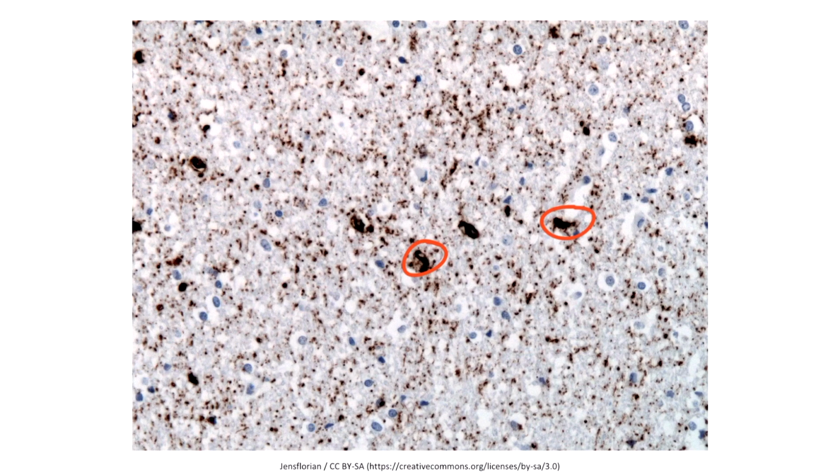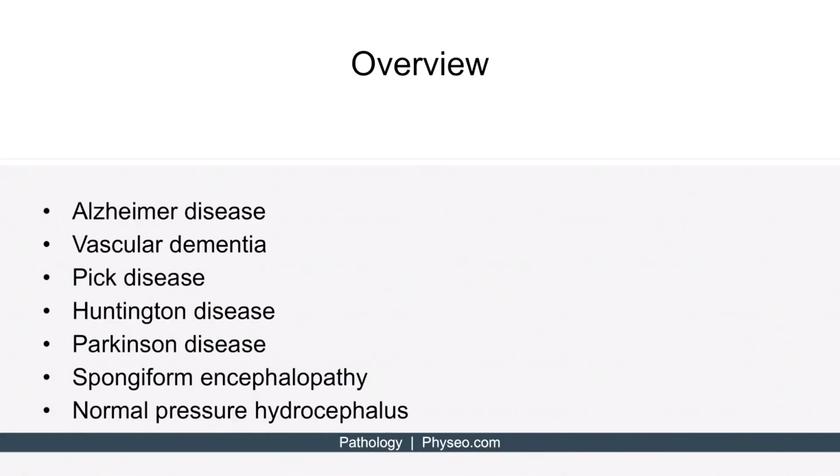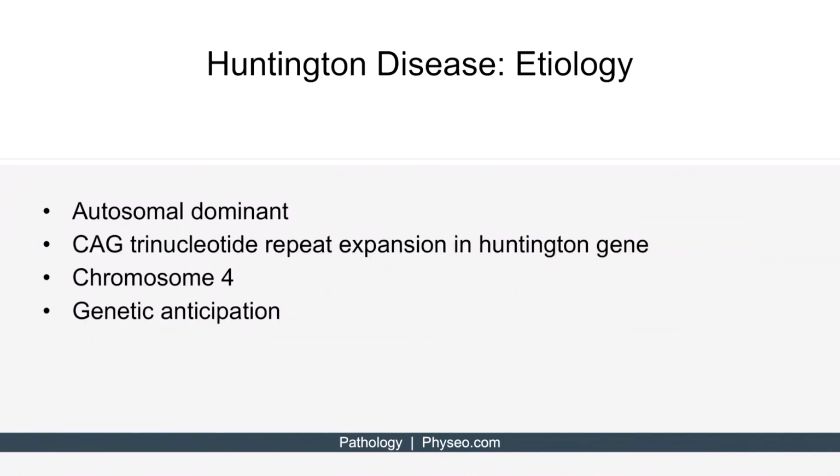Next, let's discuss Huntington disease. This disorder is an autosomal dominant condition. It's caused by CAG trinucleotide repeat expansion in the Huntington gene on chromosome 4. It's also important to remember that this disease demonstrates genetic anticipation. This causes the severity to increase and age of onset to decrease in successive generations.